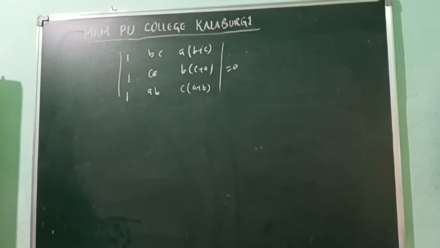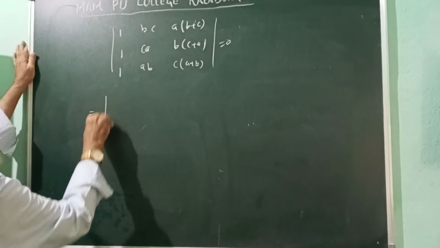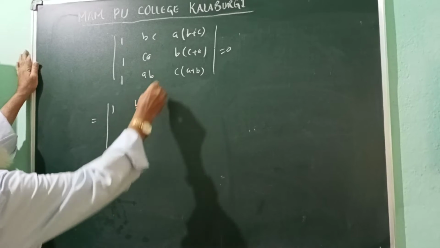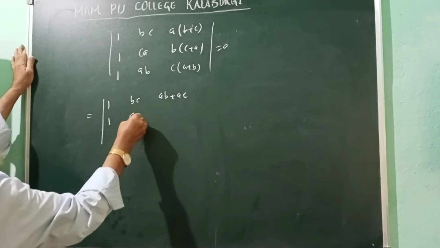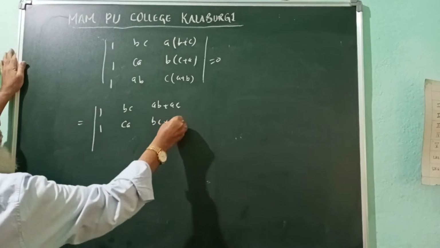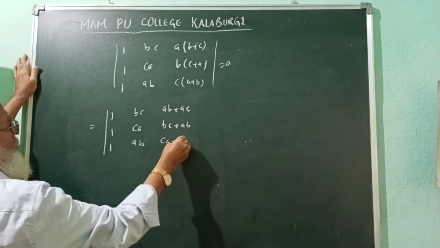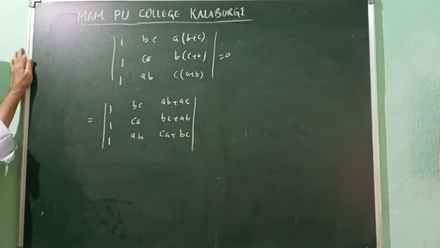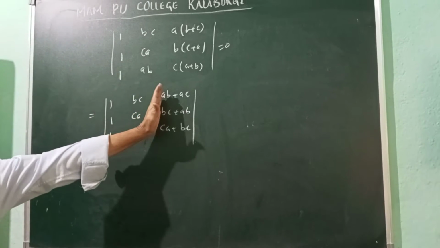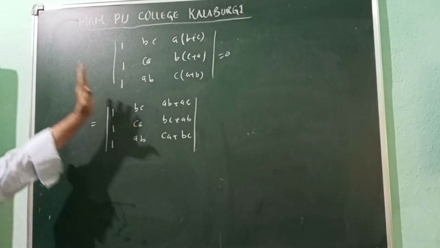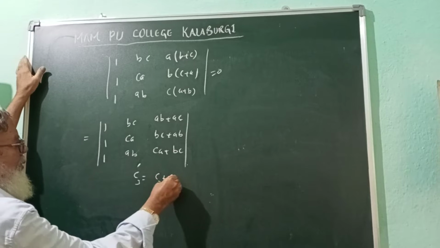Now, again, we make use of the properties here. The left hand side can be written as 1, bc, ab plus ac; 1, ca, bc plus ab; 1, ab, ca plus bc. Now you can see here, what we do is in the third column, let us add the second column. That means our new third column is equal to the old third column plus the second column.